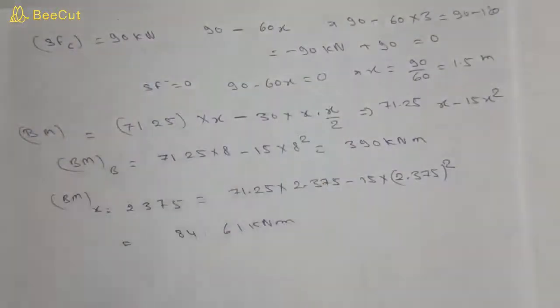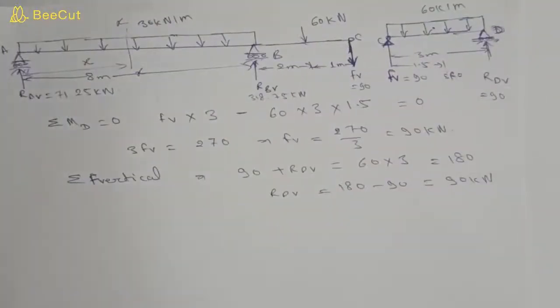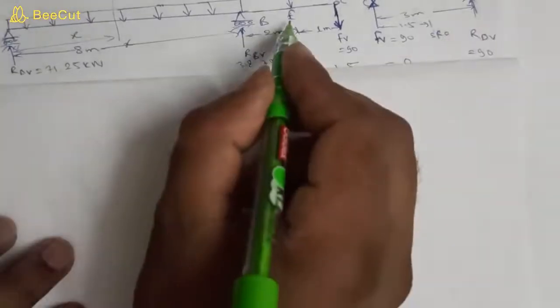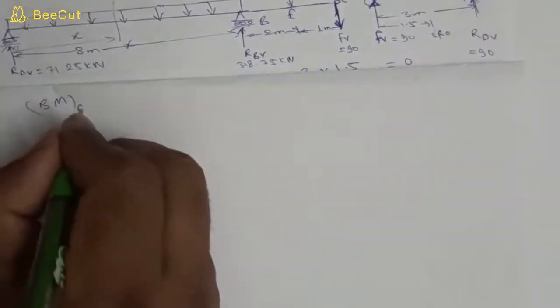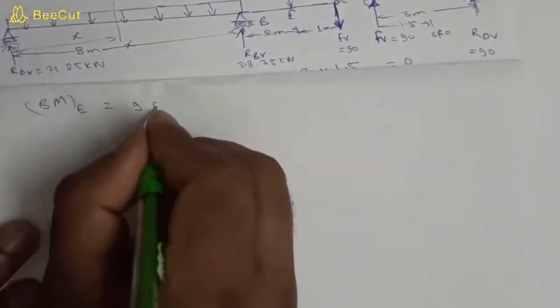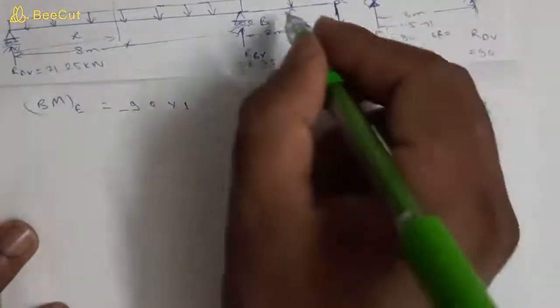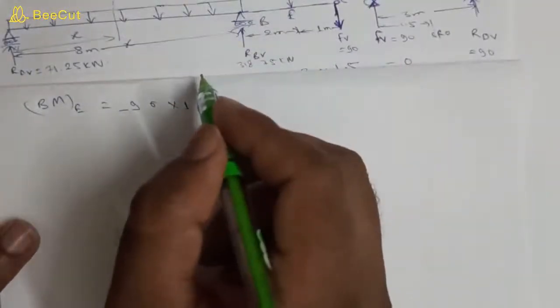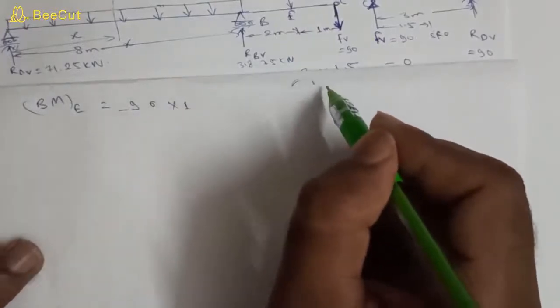Now bending moment at E. Now bending moment at E will be this 90 into this distance. Bending moment at E will be minus 90 into 1, because this is downward. So it is bending the beam like this, so it will become minus.